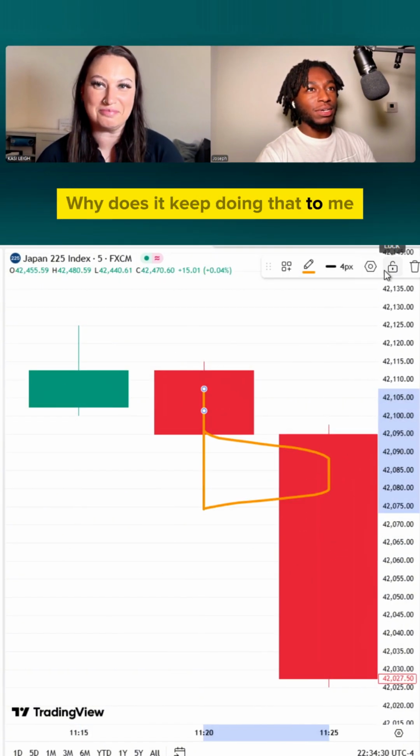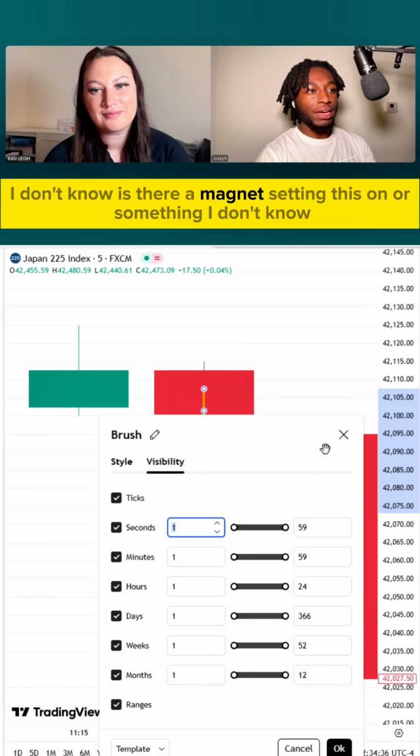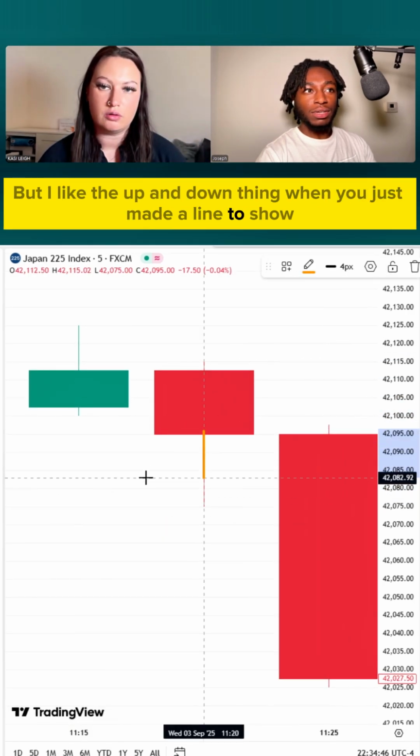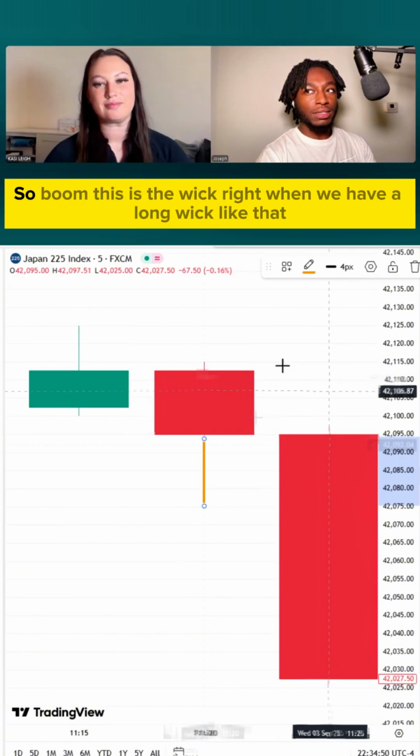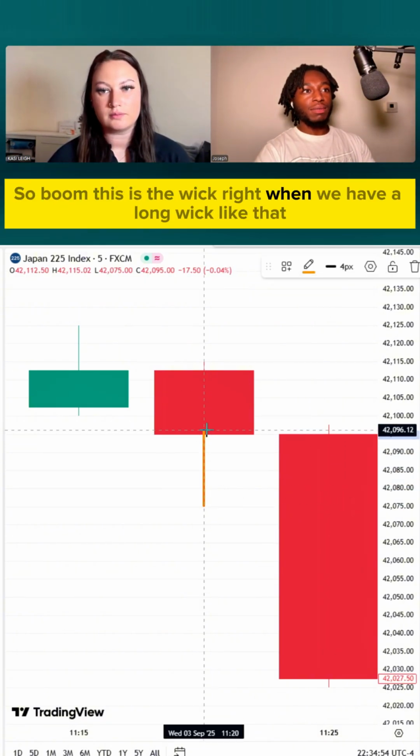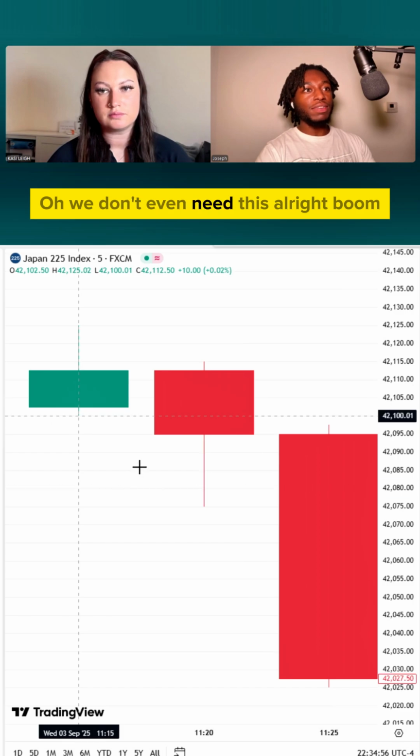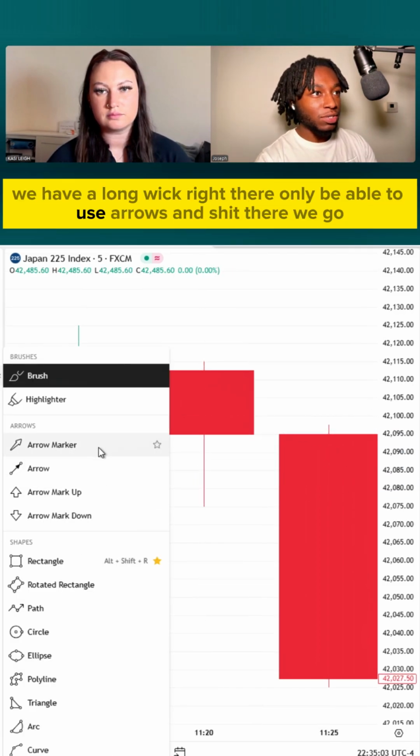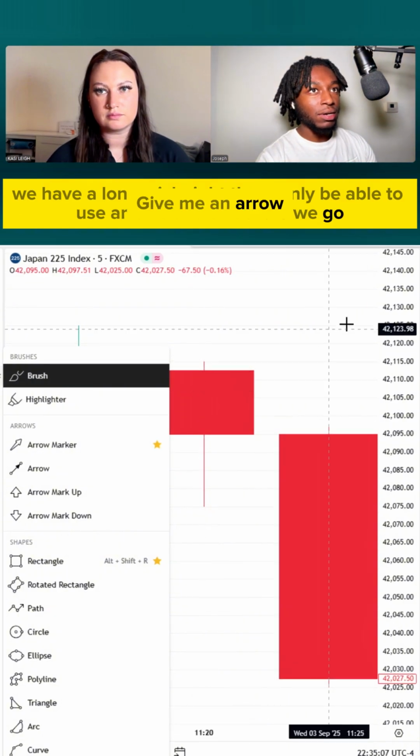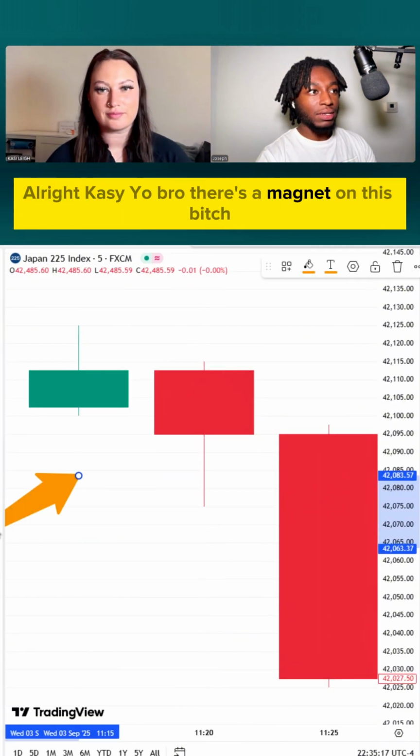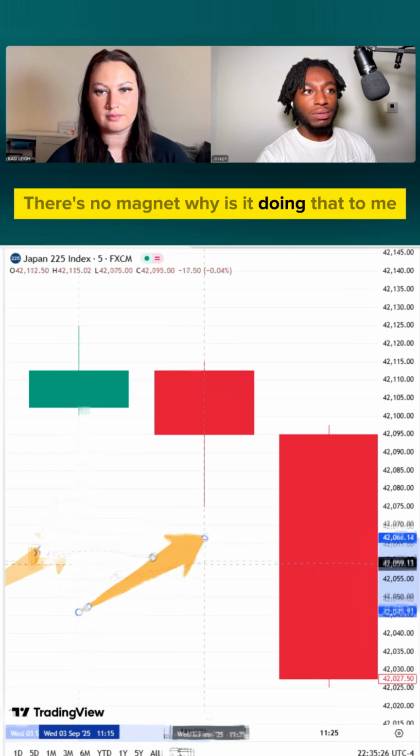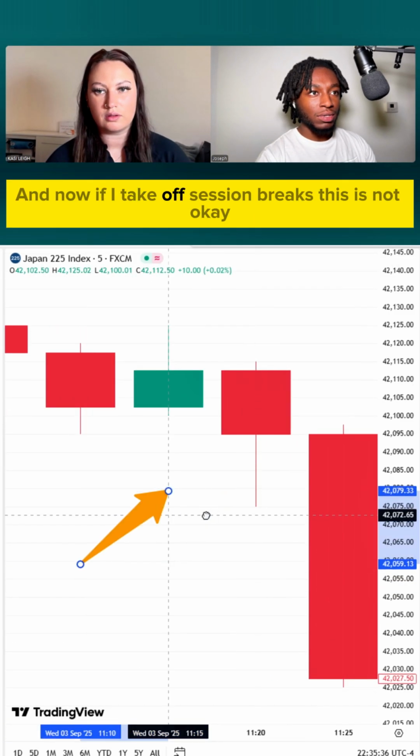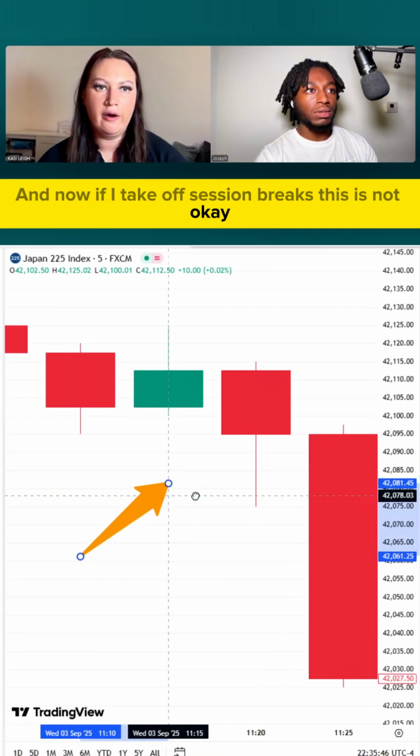Why does it keep doing that to me? I don't know. Is there a magnet setting that's on or something? I don't know, but I like the up. And you just made a line to show. Did? So let's stick with that, Casey, like this. So boom, this is the wick, right? When we have a long wick like that, we don't even need this. Alright, boom. When we have a long wick right there, I'm gonna use arrows. There we go. Yeah, alright, Casey. Yo, bro, there's a magnet on this. There's no magnet, but why is it doing that to me? Sorry, guys. That's just so annoying. I know. Taking off session breaks. This is not okay. Alright, sorry.